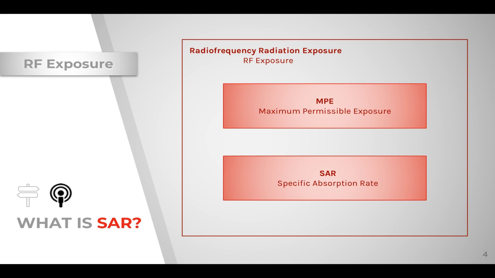For devices that operate at larger distances, we use MPE limits. RF exposure is very dependent on the distance of the EUT from the human body, which is defined by the manufacturer. So if it's used at a closer distance, then we need to consider SAR limits, and at a further distance we can use MPE limits. So we can avoid a more complex SAR evaluation if the devices are used and operate further from people.